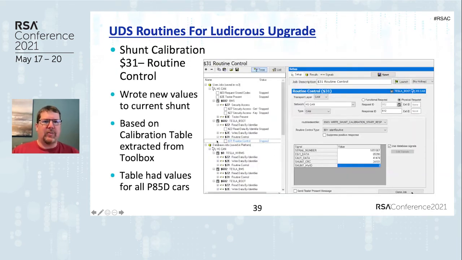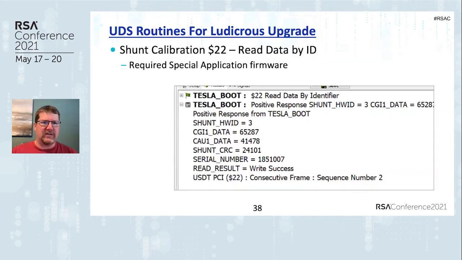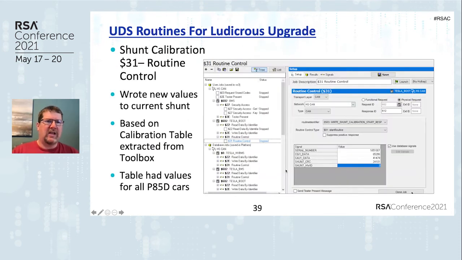And then to recalibrate it, there's a table of every single P85D BMS. You extract the one for the serial number for the shunt. You can see that there's a serial number here that's 185-1007. And then you go through and actually write the new values from that table to that shunt as part of the upgrade process. So that table, that pickle file, actually had a value for all the P85Ds. That's, I guess, how they figured out how they would make it available. And all extracted from Toolbox.